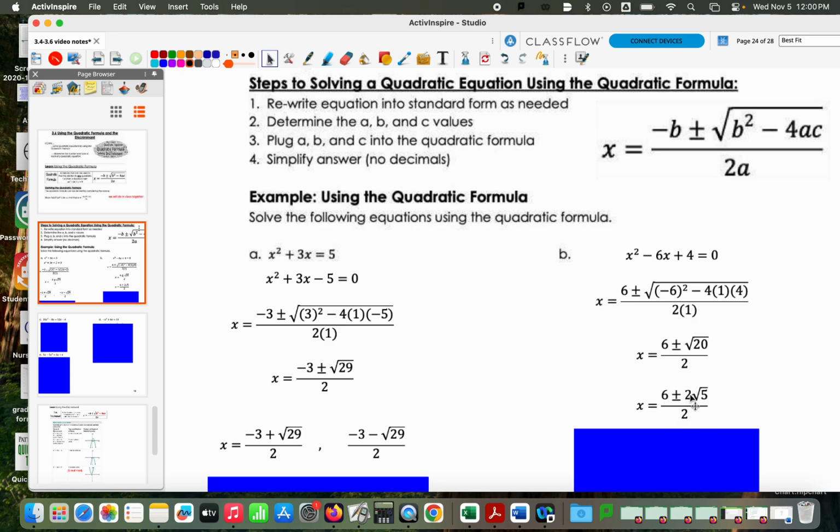Notice here now we have a 6 and 2 that can both be divided by 2. This is all one term. I don't want to take the 2 into the 5, but I can take the 2 to the outside number. So if you divide by 2, 6 divided by 2 is 3, and 2 divided by 2 leaves 1, or just the square root of 5. And there's your simplified answer.